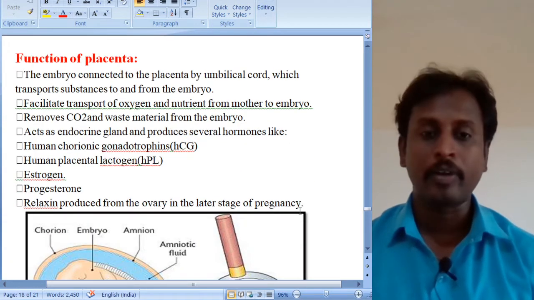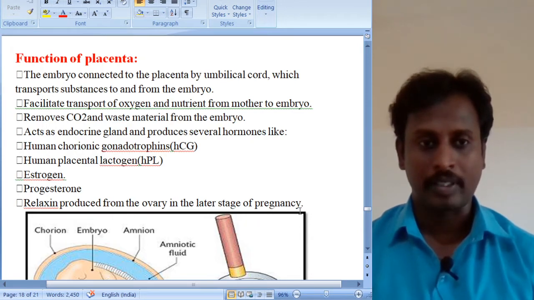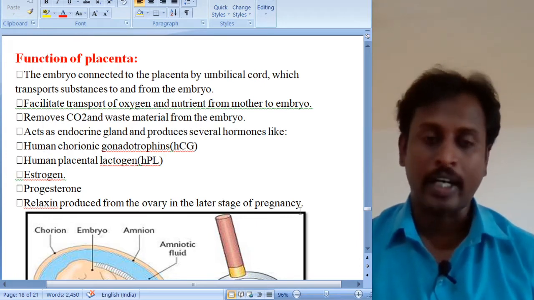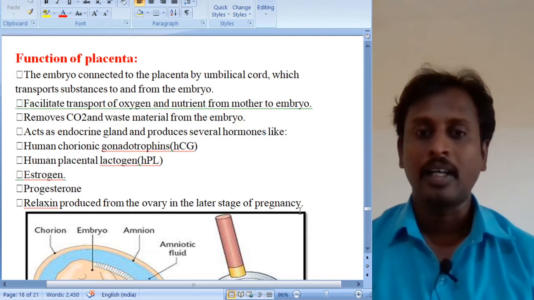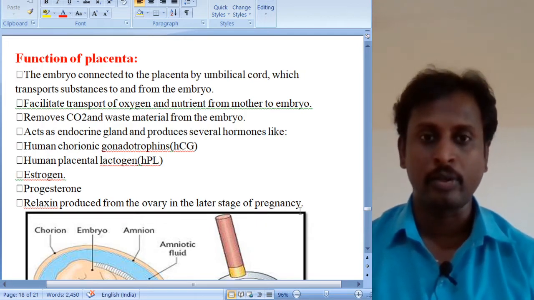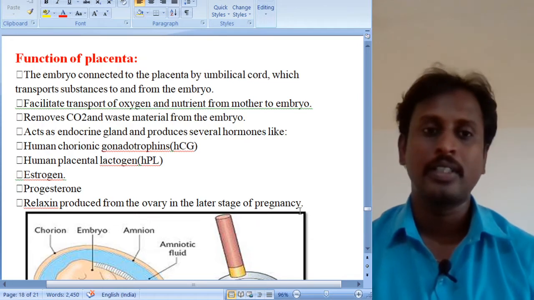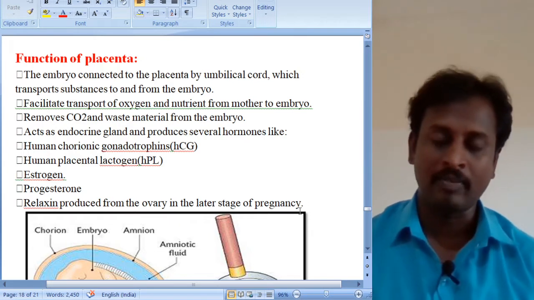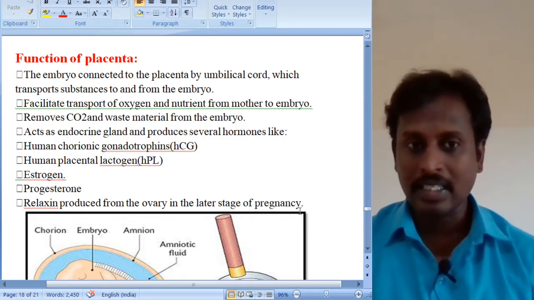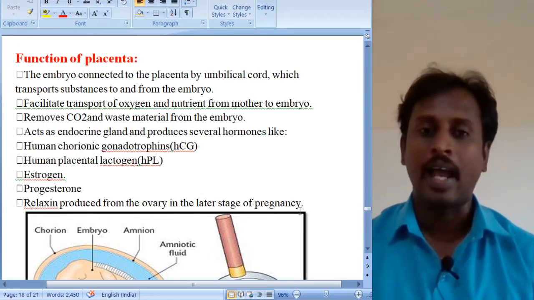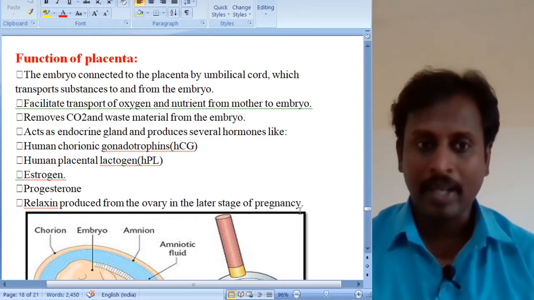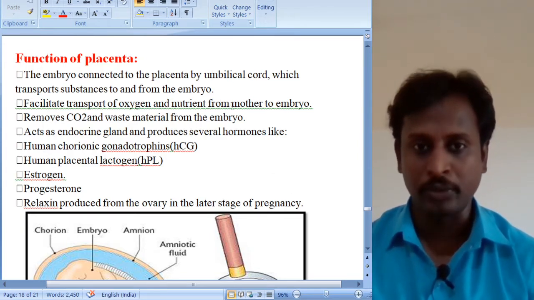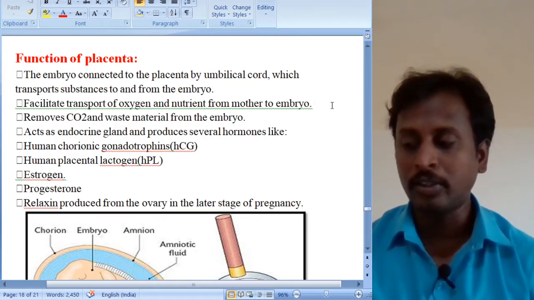Now come to the very important aspect of this pregnancy period, that is the functions of the placenta. I already told you, the embryo is connected to the placenta by the umbilical cord, which transports substances to the embryo. The main function of the umbilical cord is transportation of substances from mother to the embryo, facilitating the transport of oxygen and nutrients from mother to the embryo.